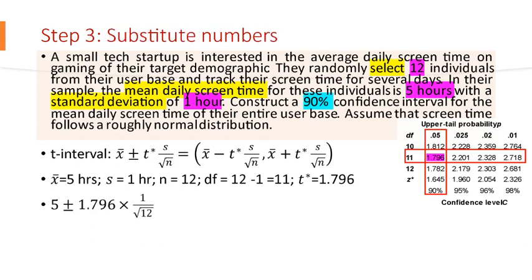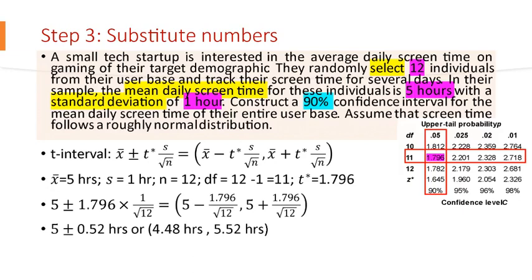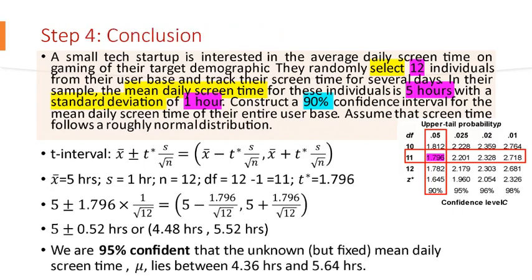Step 3. Substitute numbers. We then substitute everything into the formula. We have 5 plus or minus 1.796 times 1 divided by the square root of 12, which equals the interval from 5 minus 1.796 divided by the square root of 12 to 5 plus 1.796 divided by the square root of 12. Now, you can put everything into the calculator and calculate. We have the confidence interval to be 5 plus or minus 0.52 hours, or between 4.48 hours and 5.52 hours. We conclude the answer as we are 95% confident that the unknown, but fixed, mean daily screen time, mu, lies between 4.36 hours and 5.64 hours.